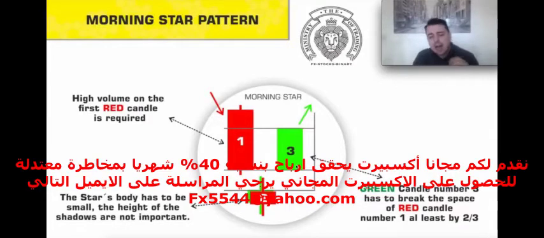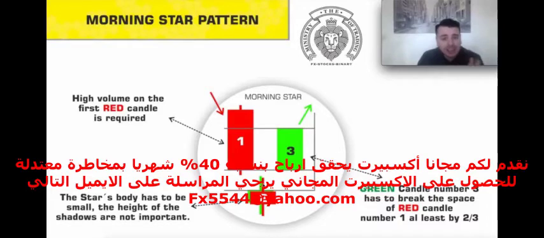Now, I would say that the minimum size of this candle has to be at least 50% or more, but 2/3 is going to be actually good. So from 2/3 or more, let's say, right? And this is about penetration, because let's say that this candle here was going to gap down, okay?